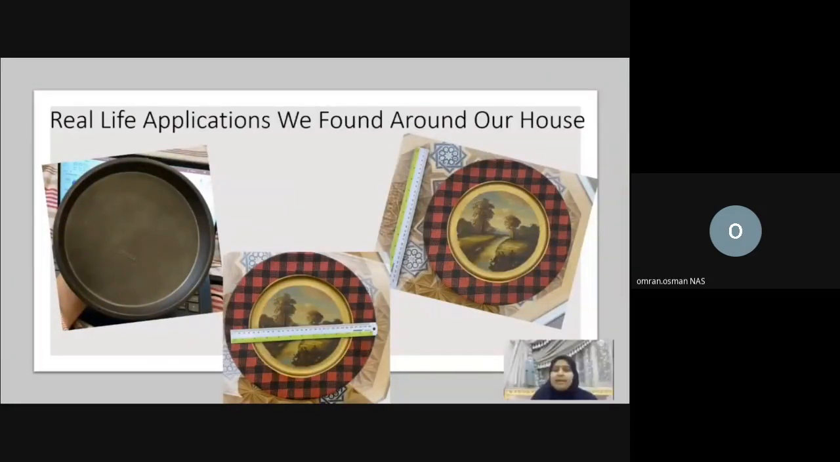Here are some real-life applications that we found around our house. This is an art piece. They use the ruler to determine the diameter, and we can determine the radius from this ruler. Artists use this method to perfect their art piece. Or we can use the baking pan, which is a circular baking pan. The bakers use this pan to know the radius and the diameter of it. Why do they use it? To prevent it from looking lopsided or uneven.